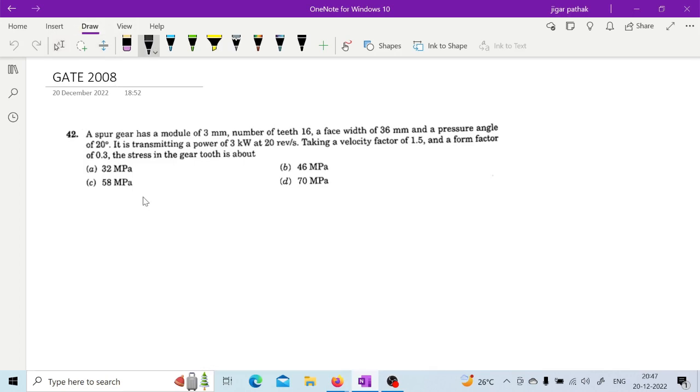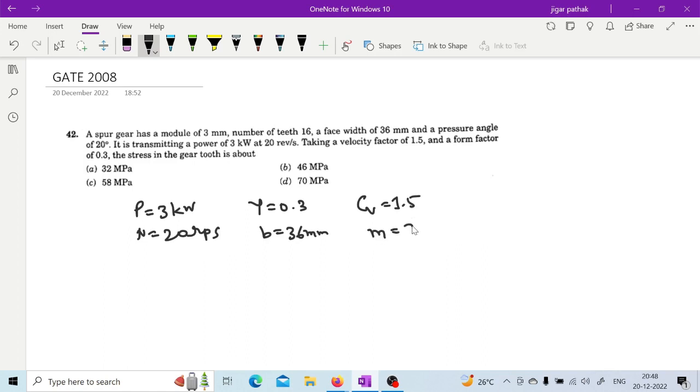So first let us note down what is given. The power is given as 3 kilowatt, the speed is 20 RPS, the form factor is 0.3, the face width is 36 mm, the velocity factor is 1.5, the module is 3 mm, and the number of teeth is 16.